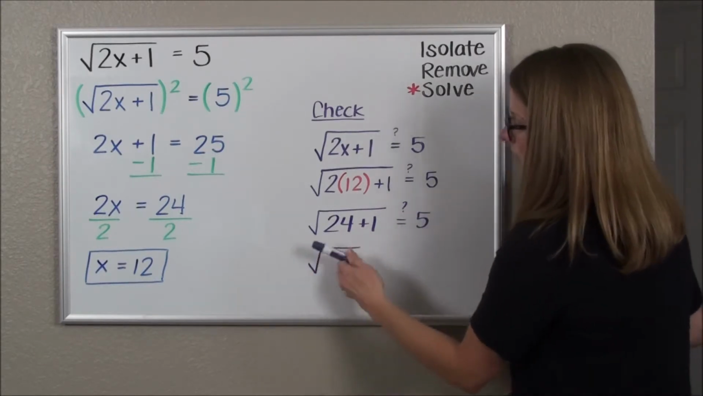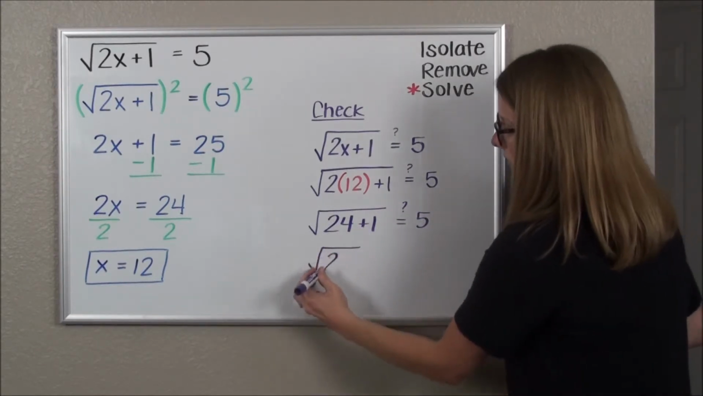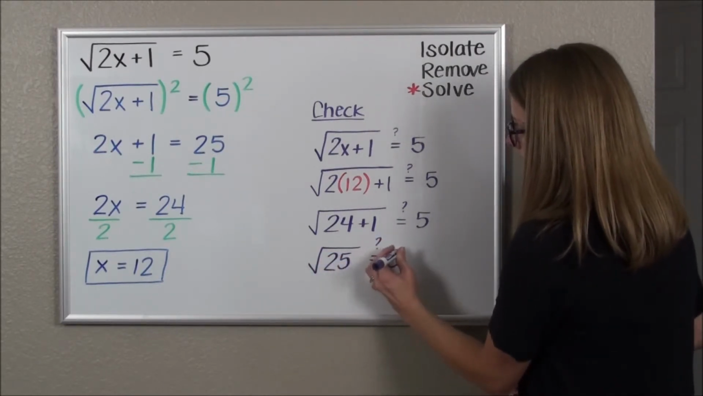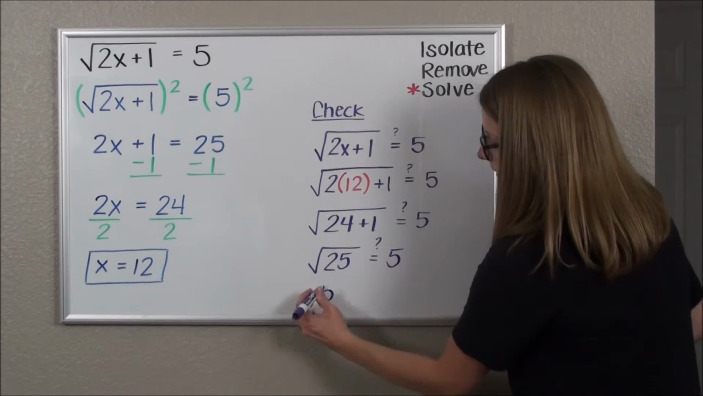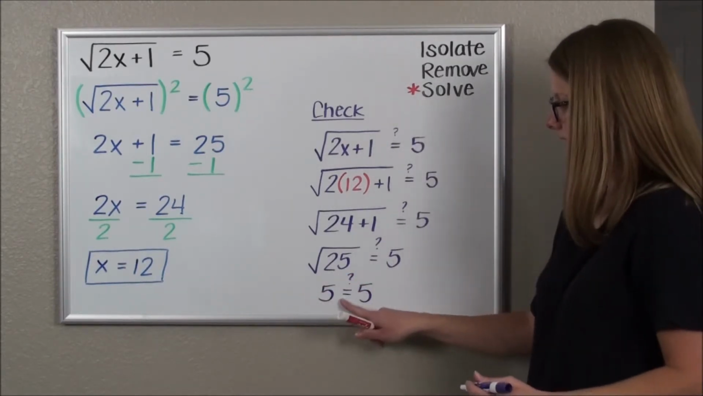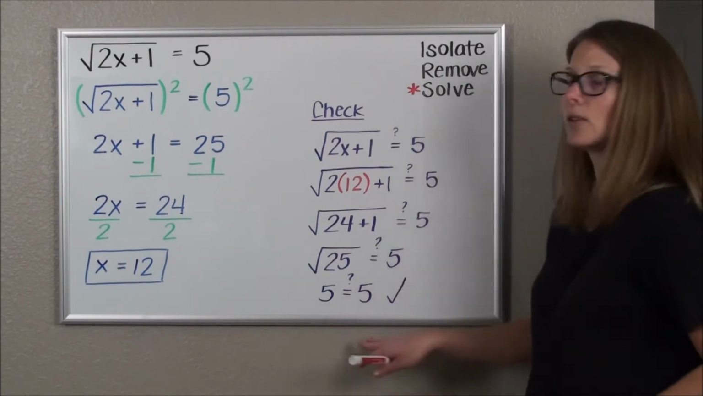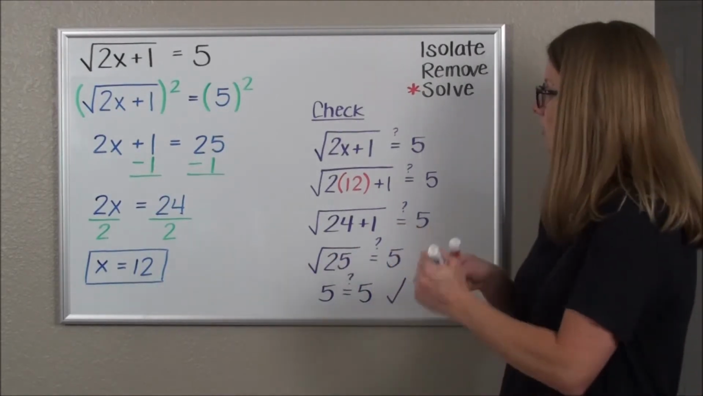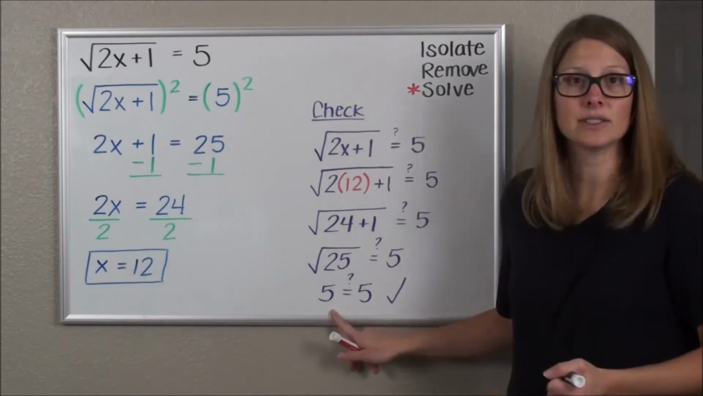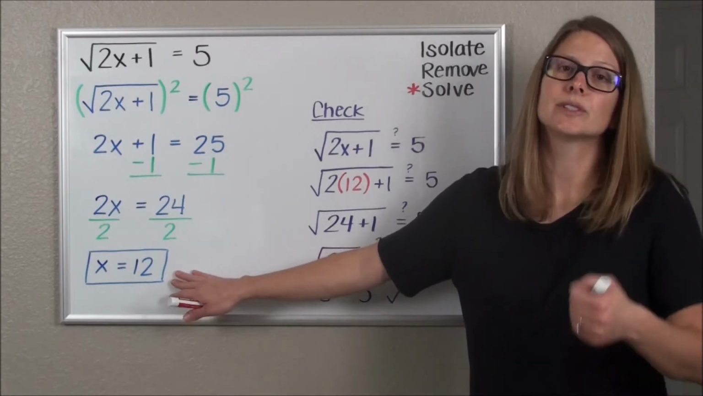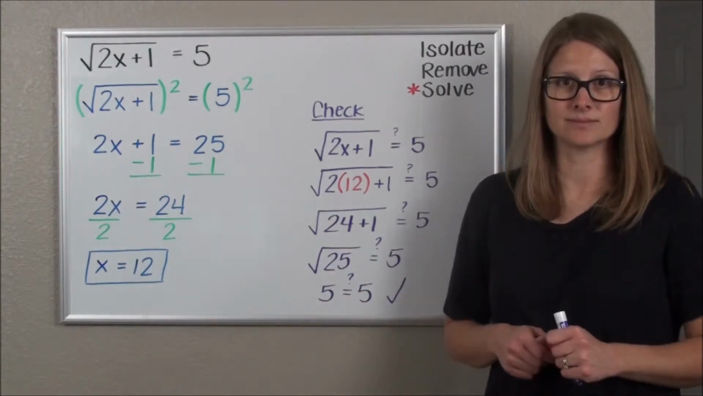This is actually the square root of 24 plus 1, which is 25. I want to know, is that the same as 5? And yes, the square root of 25 is 5. So when I'm asking, is 5 the same as 5? The answer is yes, so this checks. And I'm going to go ahead and leave that answer. Now, if in this checking process I got a false statement, I'd have to throw that answer away because it wouldn't work. And we'll see that example come up shortly.